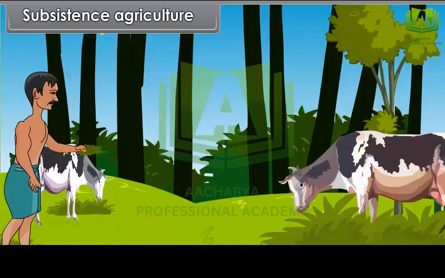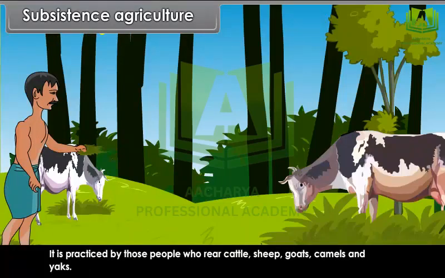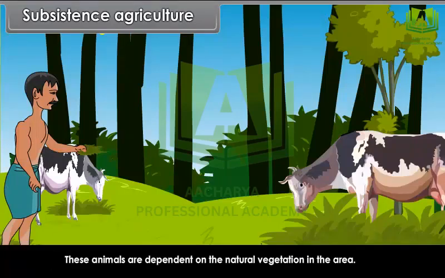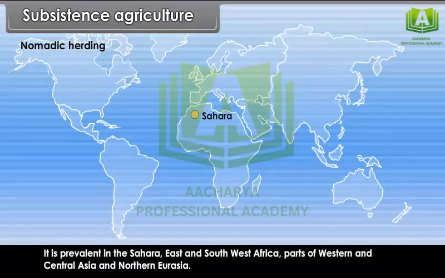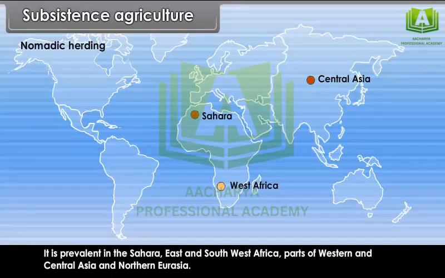Nomadic herding. It is practiced by those people who rear cattle, sheep, goats, camels, and yaks. These animals are dependent on the natural vegetation in the area. It is prevalent in the Sahara, East and Southwest Africa, parts of Western and Central Asia, and Northern Eurasia.